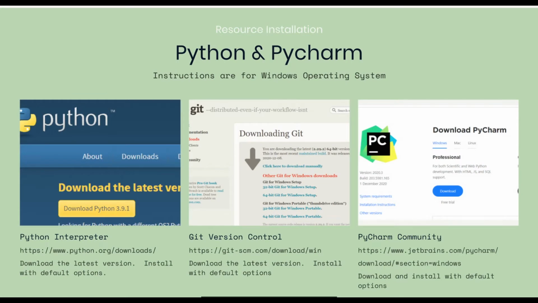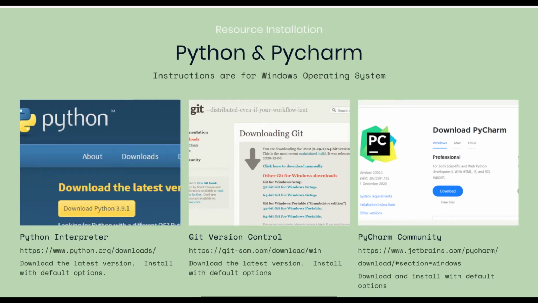Now, resource installation: Python and PyCharm, and then there's also Git in the middle there. These instructions are for the Windows operating system. A lot of these programs can be installed on other operating systems such as Linux. Unfortunately, I'm not going to go over the instructions for those operating systems. I'm going to use the most popular operating system, which is Windows.